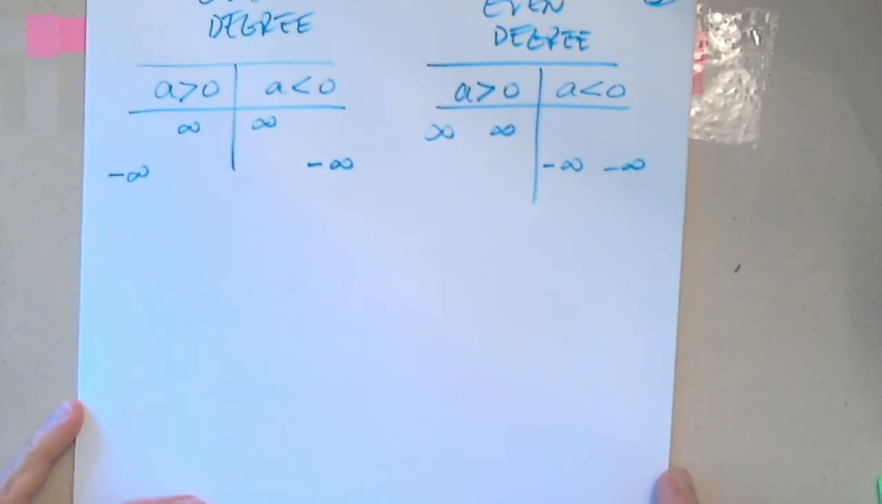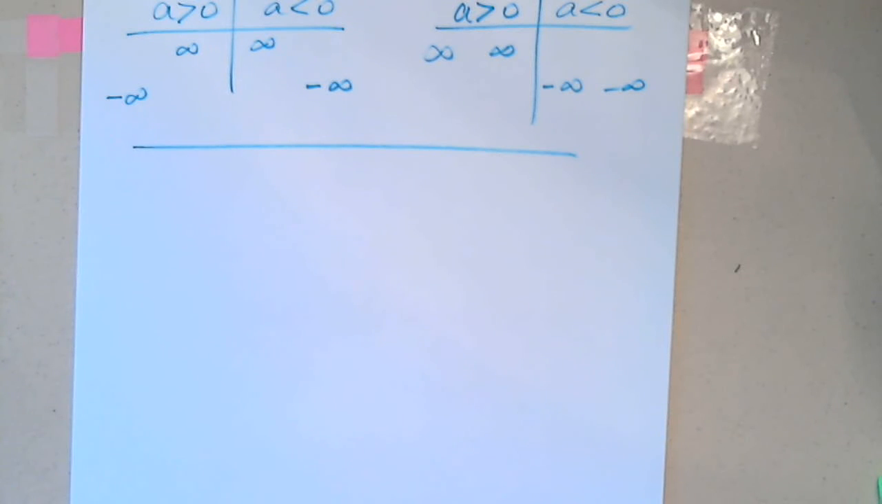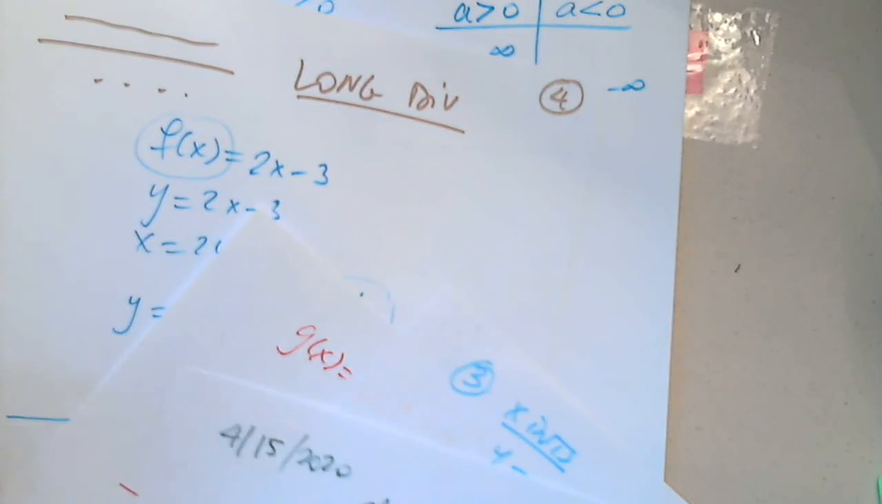We talked about the slant asymptote. We're not asked to graph. Do we know how to find the slant asymptote? It's the same problem with the long division problem.